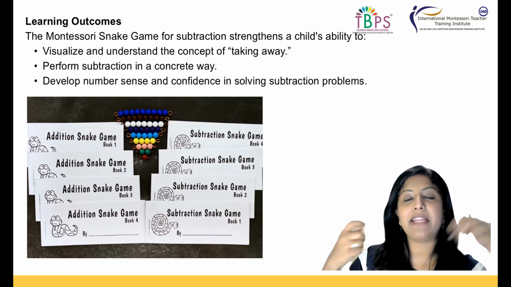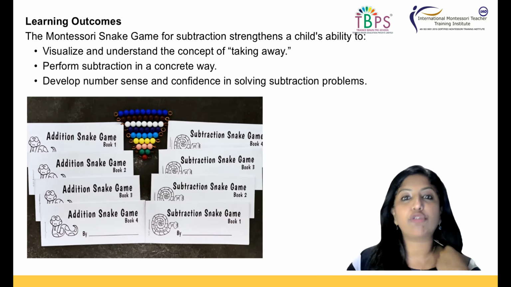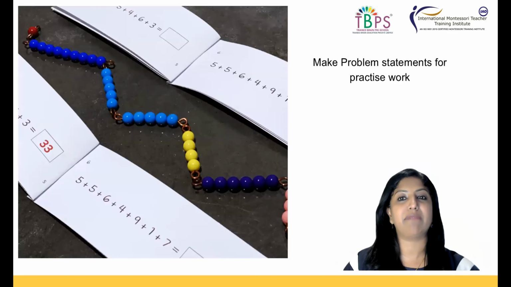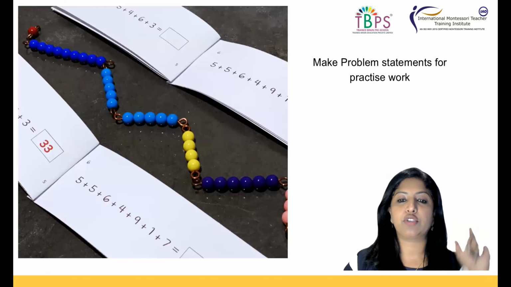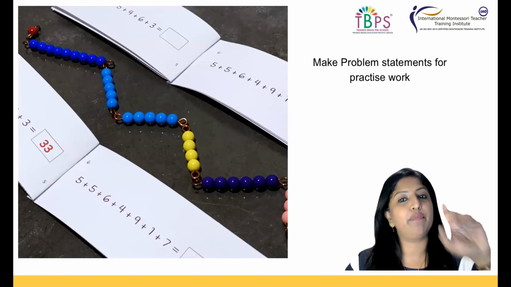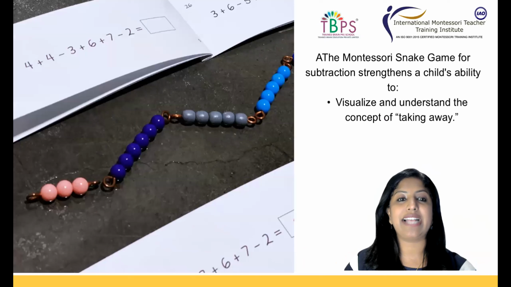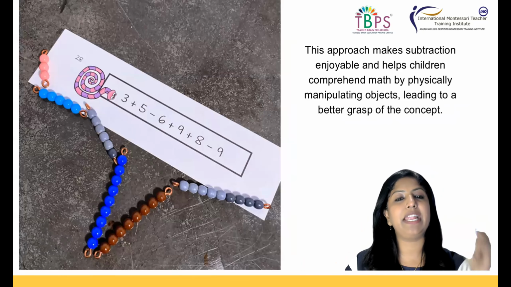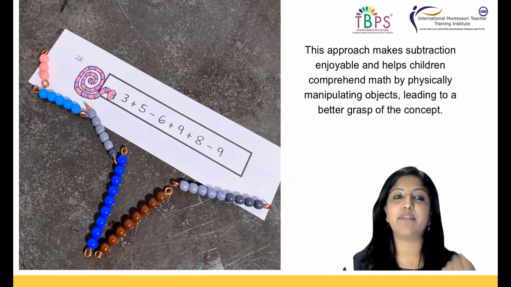Otherwise, they can pick up any beads, any buttons, right? And they can also perform the addition, but we don't want that. We want them to particularly use the snake game material only. So that's the reason you can actually have it. This is a booklet. Now, what if the child has learned addition? Give addition, subtraction together. Once they are done with that, give them individual problem statements rather than the booklets.